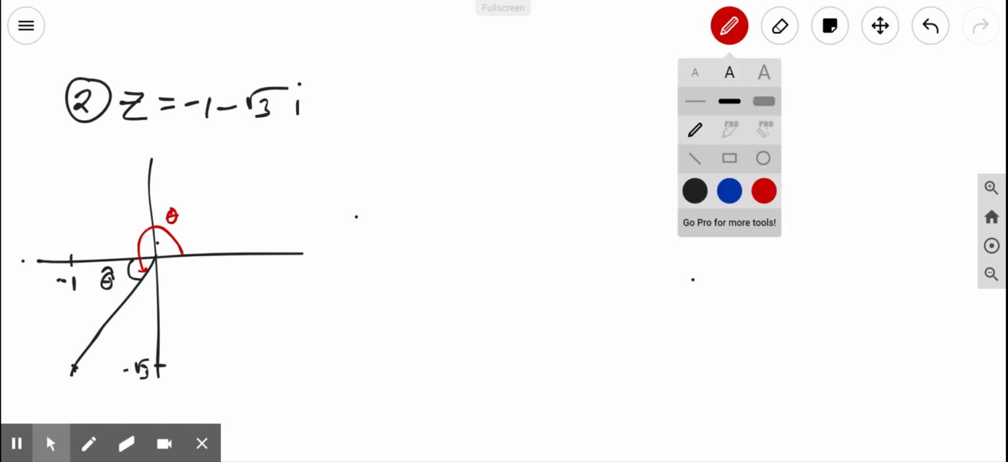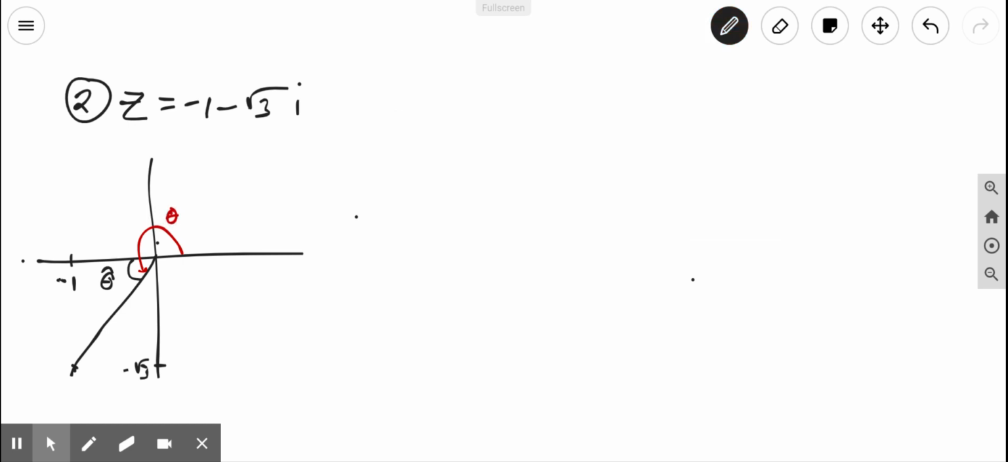All right, let us find our radius. Radius is going to be the square root of -1 squared, which is just 1, plus root -3 squared, which is just 3. So square root of 4, we get a radius of 2. Isn't that lovely? All right, so we have that.